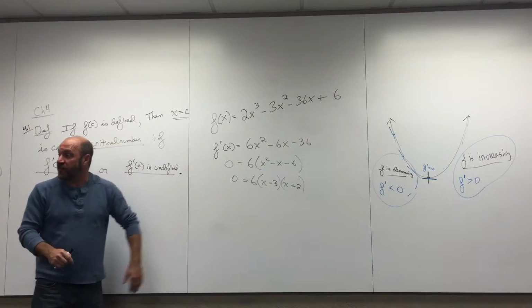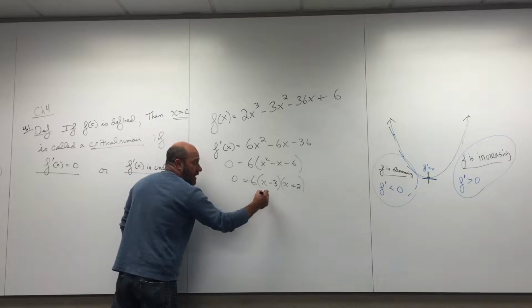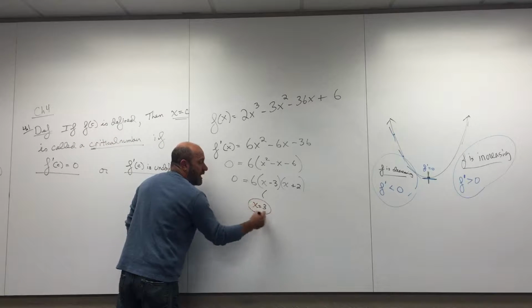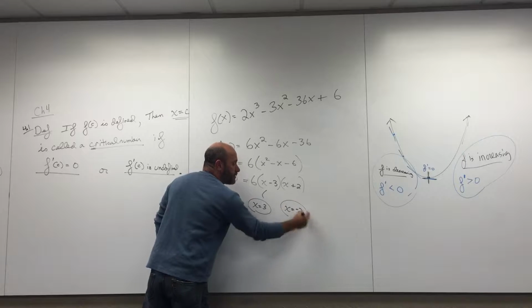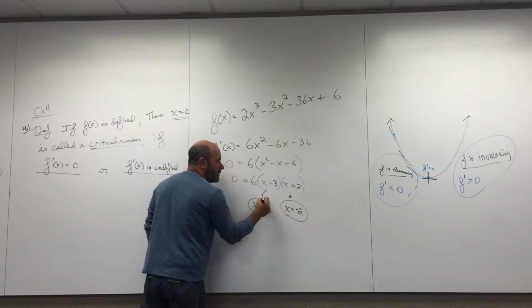Anyway, now I set each factor equal to 0. I get x equals 3 and x equals negative 2. Those are my two critical numbers.